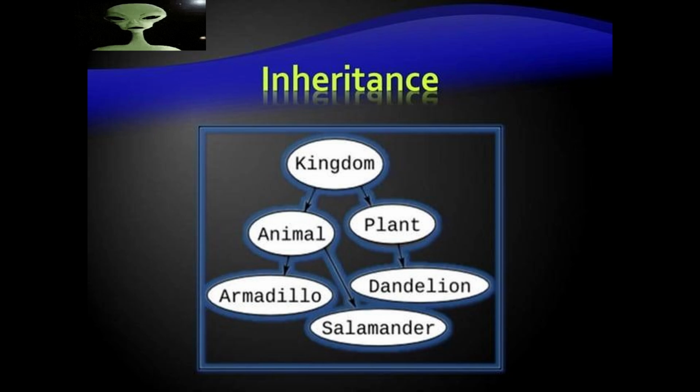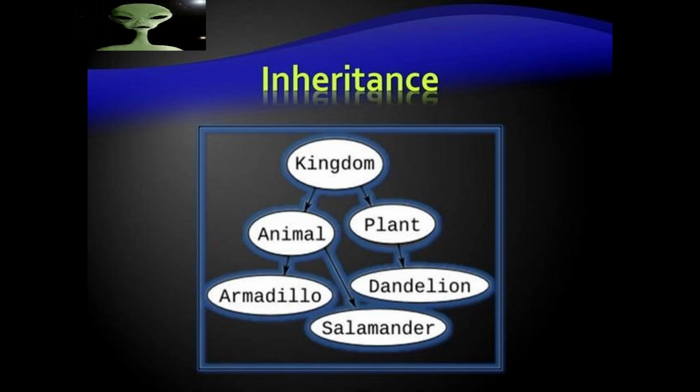Inheritance. Imagine that you have some sort of tree, as if there are parents and children. For example, an animal and a plant are both a part of the kingdom. We assembled this graph to help your earthling minds understand the concepts of inheritance by using things that are part of your human culture, such as armadillos and dandelions.